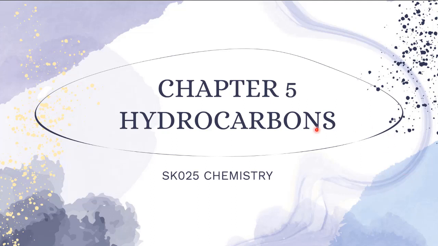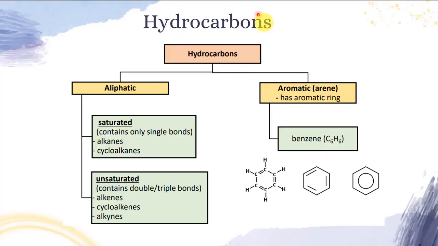Hello everyone, welcome to chapter 5, hydrocarbons. So hydrocarbon means that the compound consists of hydrogen atoms and carbon atoms. It is classified into aliphatic and aromatic. We will focus on aliphatic hydrocarbons, which is what we are going to study in chapter 5.